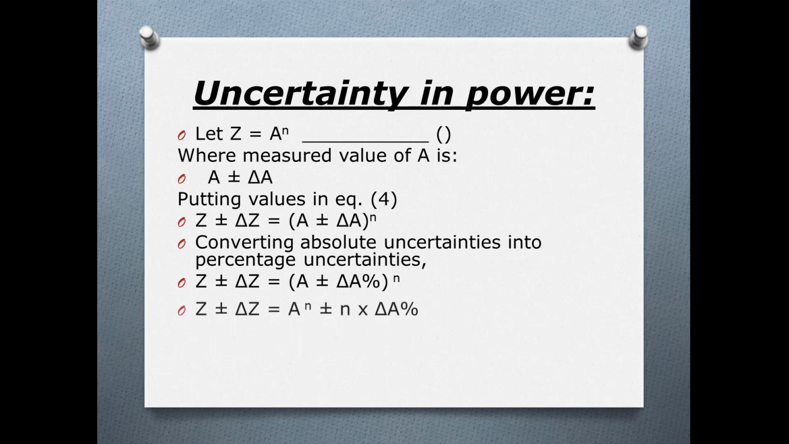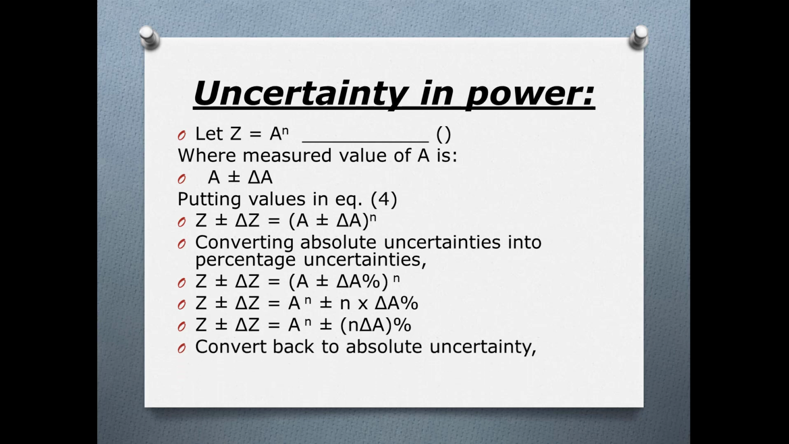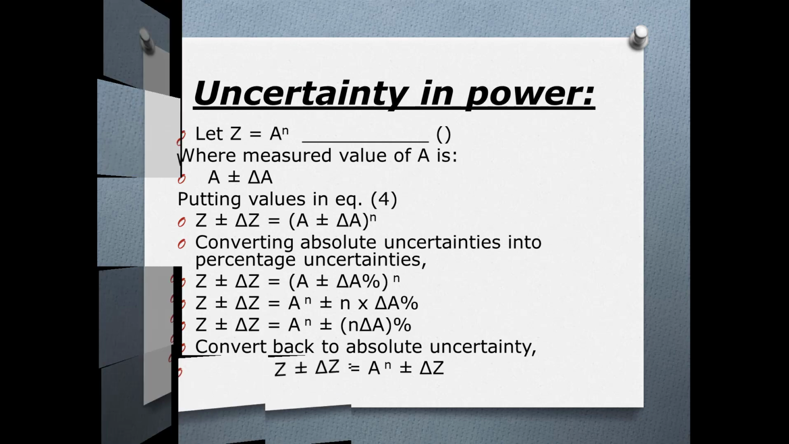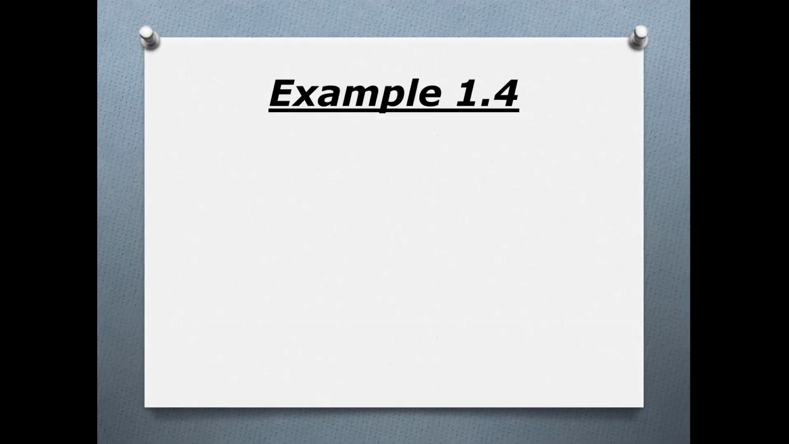And according to the power rule, we have to multiply percentage uncertainty with the power. So what we will get, a raised to power n plus minus n multiplied by percentage uncertainty in a. So we can write it as z plus minus delta z is equal to a raised to power n plus minus n delta a percent. And in the last step, again we have to convert it back to absolute uncertainty to get an exact numeric value. So we can write it as z plus minus delta z, which is equal to a raised to power n plus minus delta z. Okay, let's discuss an example related to this.